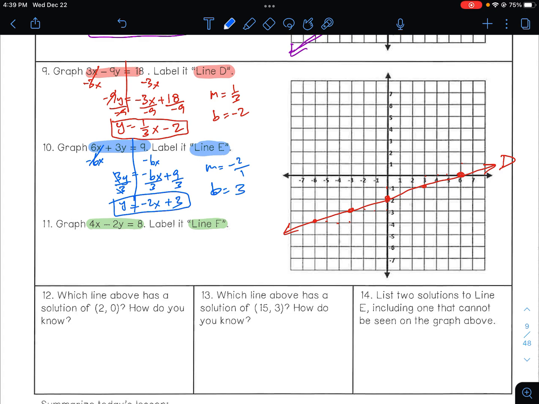So let's start at 3. And rise over run. Rise negative 2, run positive 1. So negative rise. Down 2, run 1. Nope. Okay, go backwards with that as well. Okay. Let's draw a line through all these things. It's a really junky line. I'm sorry about that. That is line E.